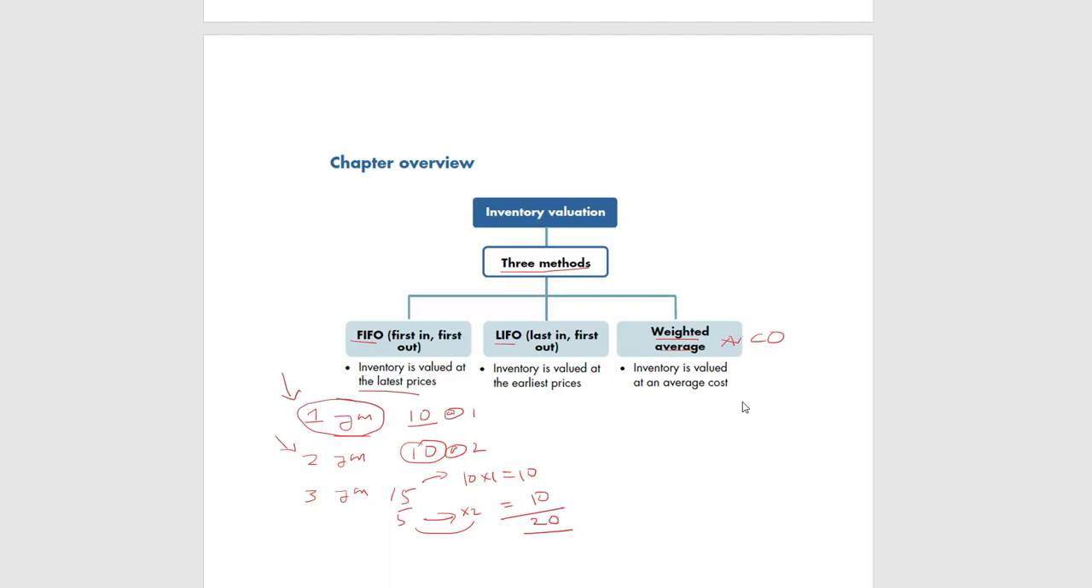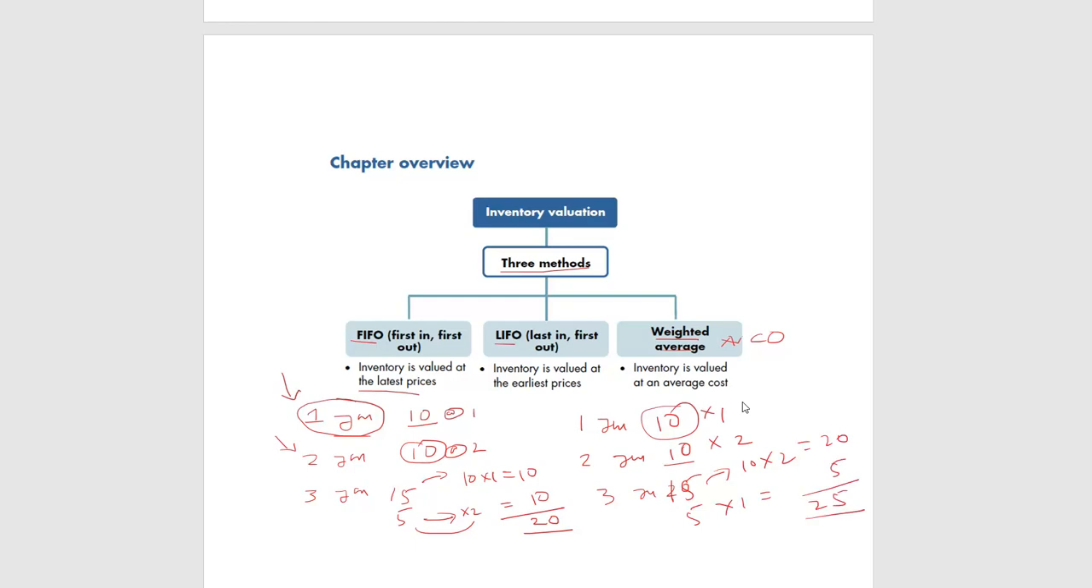Let's have a look at what we do for LIFO. Let's say I have the same example. On 1st of January I have 10 units, and on 2nd of January I have another 10 units at the rate of 2. On 3rd of January, let's say I want to issue, not 20, let's say 15 units. So I'm going to take this 10 first, 10 times 2, and from here I'm going to take another 5, 5 times 1, which gives me 5. So the total cost will be 25.